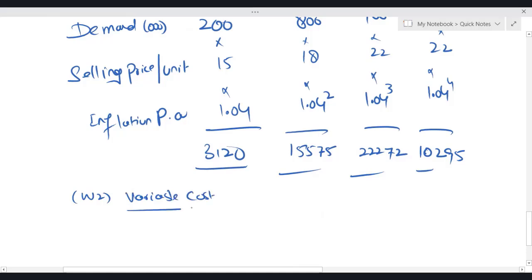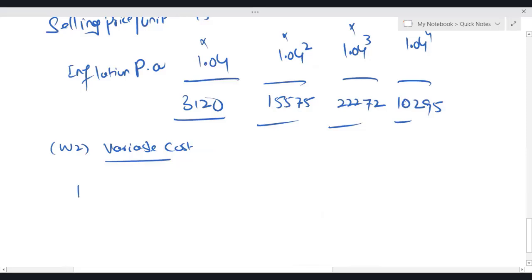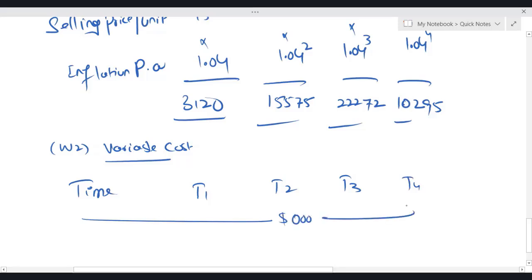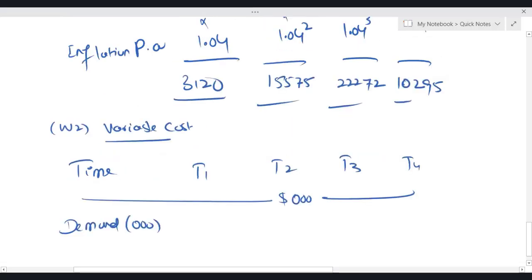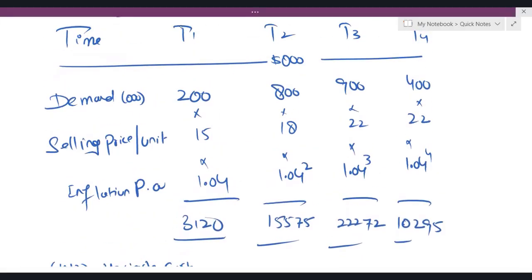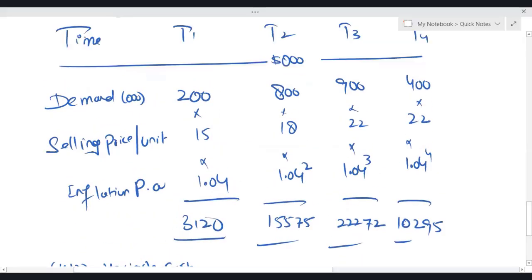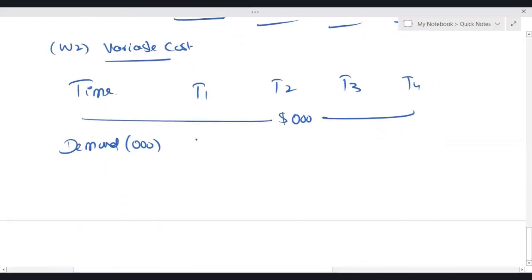Variable cost. T1, T2, T3, and T4. Let's ignore 3 zeros. Demand. Let me change the color. Demand is 200, 800, 900 and 400.